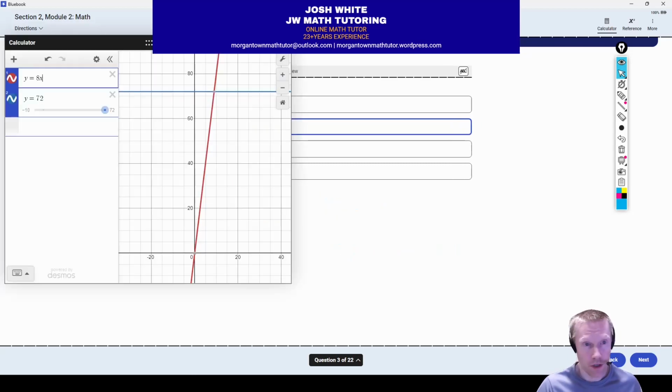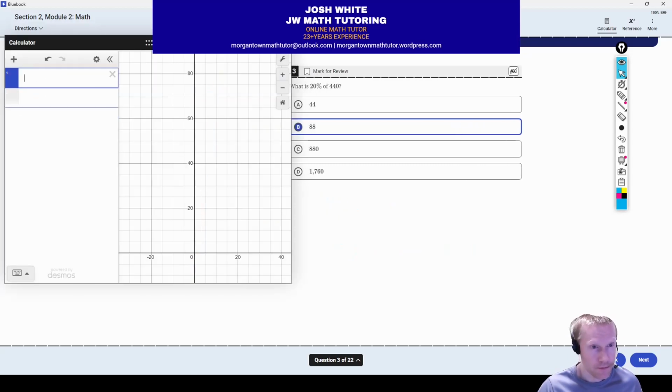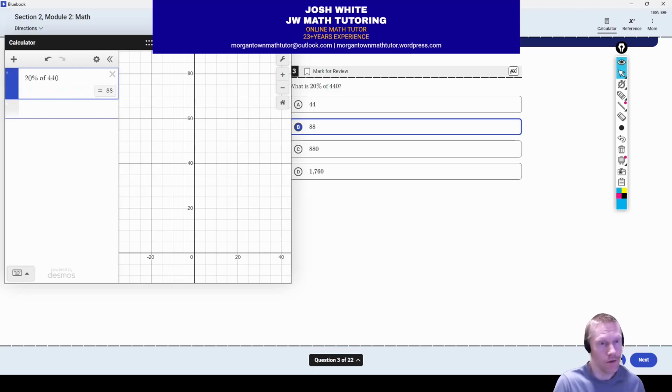But I do want to show you, if you go to Desmos, you can literally just type in the entire problem right here. One step, get the answer. 20% of 440 gives you 88. Correct answer.